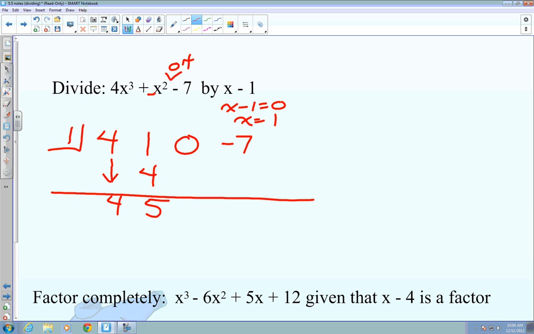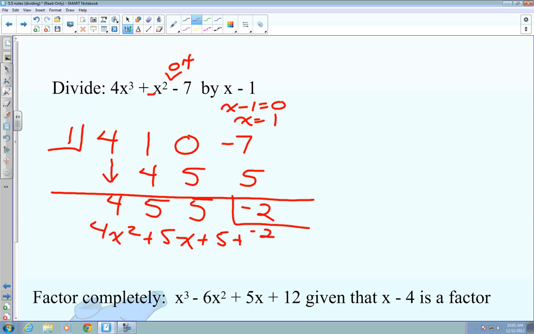1 times 5 is 5. Then I add 0 plus 5 is 5. Multiply again, come back to my 1. 1 times 5 is 5. I add, and negative 2 is my remainder. So now what's my first exponent going to be on my new answer? 4x squared. Plus 5x plus 5 with the remainder of negative 2 over x minus 1.